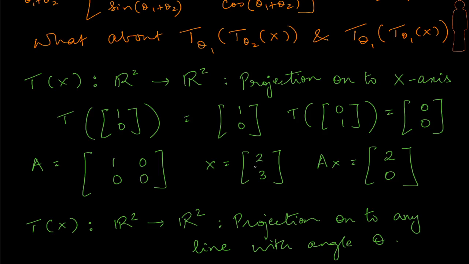Okay, let's try and apply it to 2 3, right? So what will happen if you try and apply it to 2 3? I get 2 0, which is right. So take the vector 2 3, try and project it onto the x-axis. You're obviously going to get 2 0, which means our matrix is right.